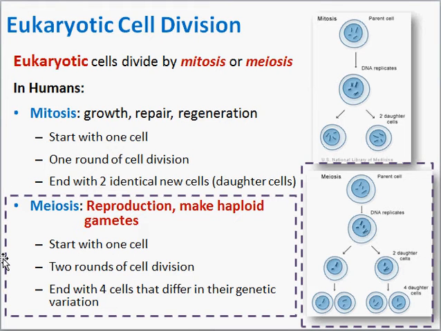In humans, when we create our gametes, we use a process called meiosis, and this is for reproduction, and this is the figure on the bottom. This is where you start with one cell, and you go through two rounds of cell division, and the end result are 4 cells, which are not genetically identical to the cell we started with. They have variation. And one of the biggest differences is that they're haploid. They have half as much genetic information as the cells we started with.